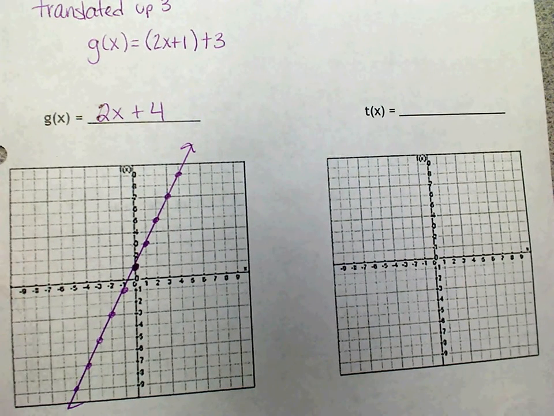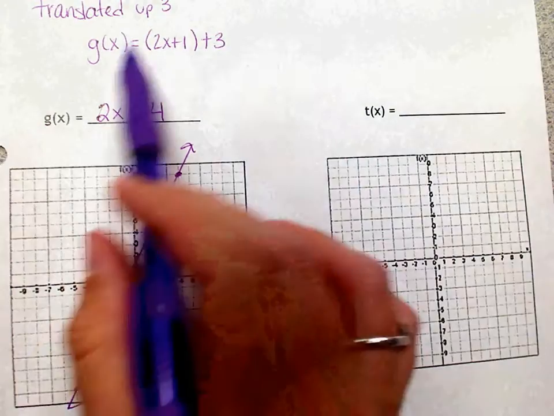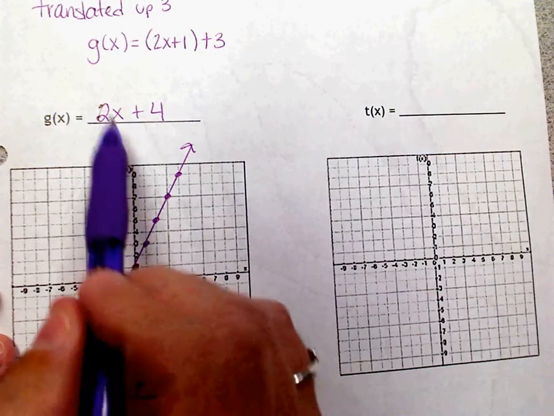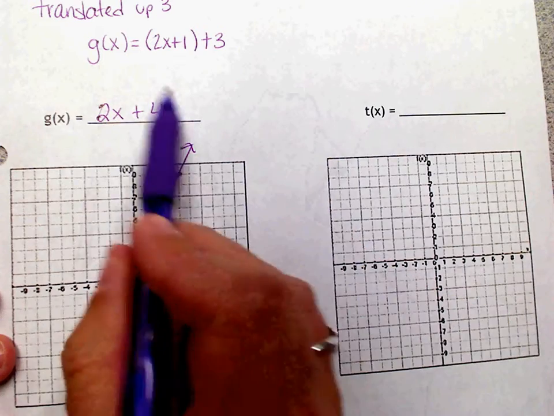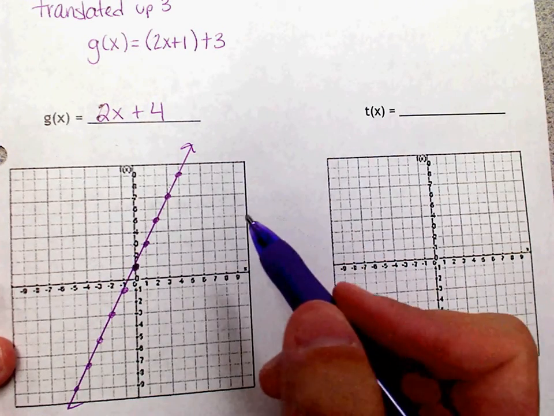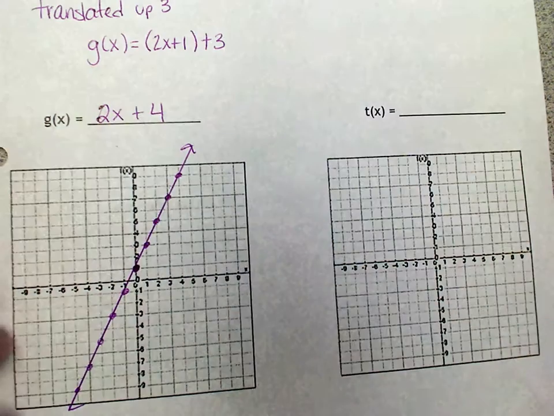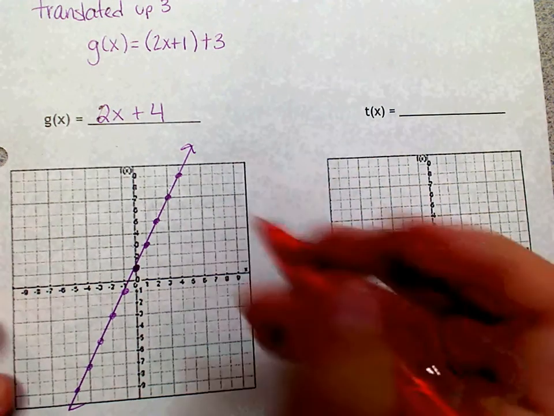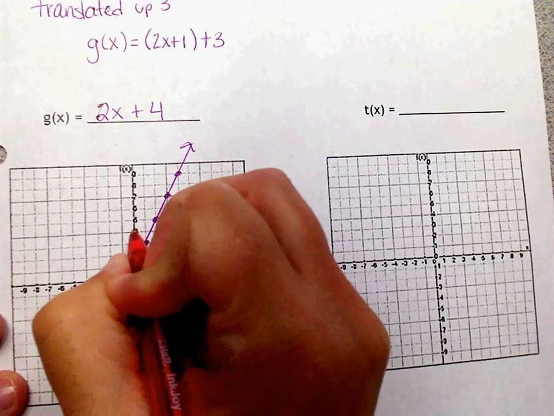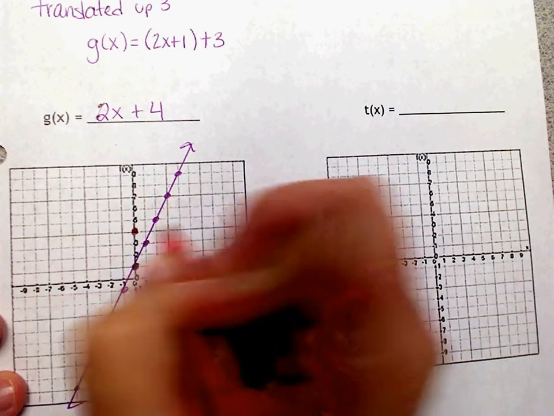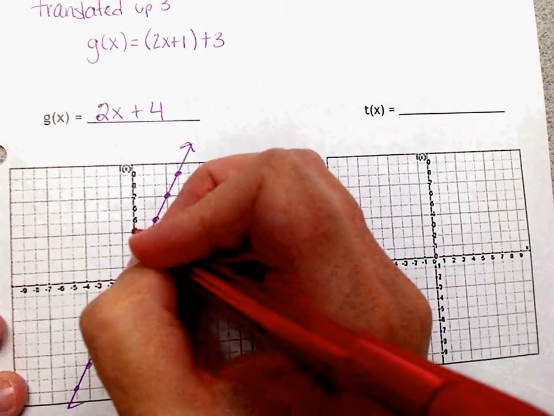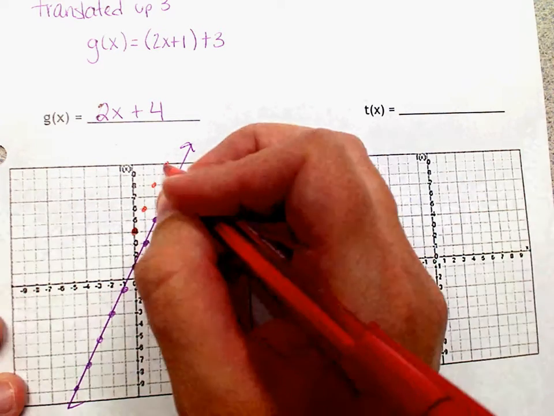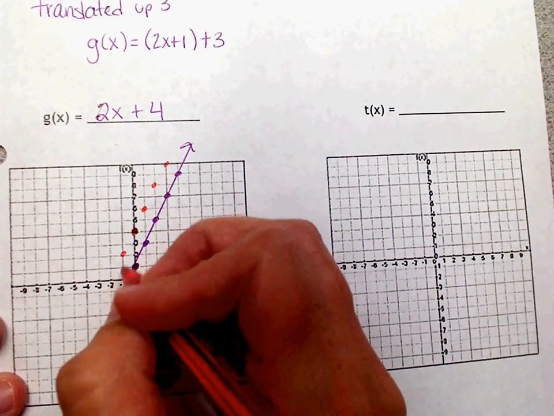Now, when you translate up 3, all of these points are going to move up 3. But you can also just graph your new equation. So what is our y-intercept here? We're going to start at 4. Okay? So I'm going to go up to 4, and I'm going to put my first point, and then we're going to rise 2, run 1. Rise 2, run 1. Okay? And we can go the other way, down 2, backwards 1.